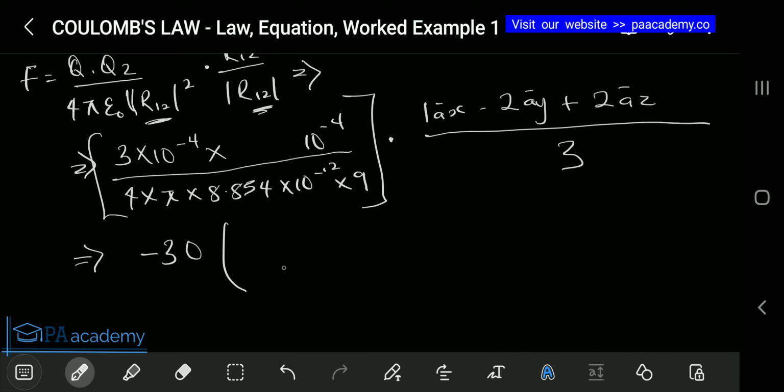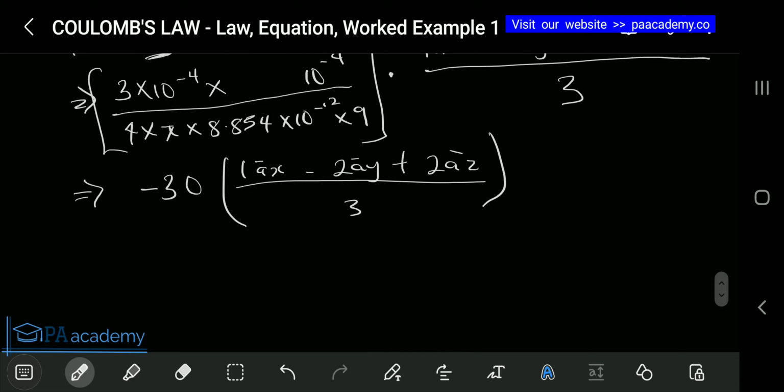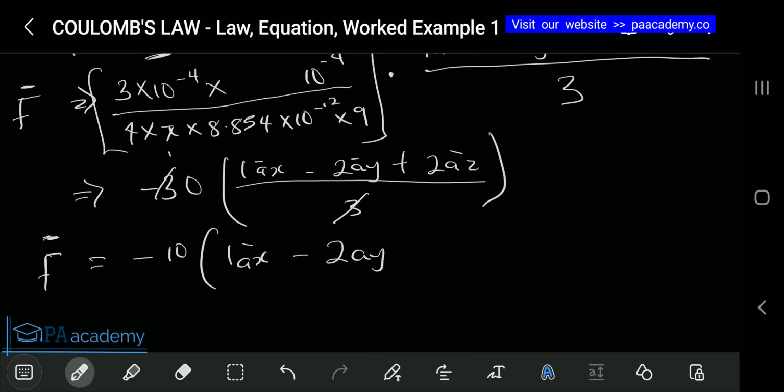and then 1ax minus 2ay plus 2az all over 3. So that means our F. So one thing also you need to take note of is if you are calculating the force in terms of vector, make sure you add this bar at the top. Exactly. So this will be minus 10, because this 3 will give us 10, that will be minus 10 into bracket 1ax minus 2ay plus 2az.